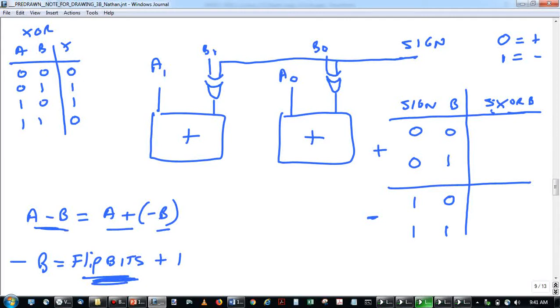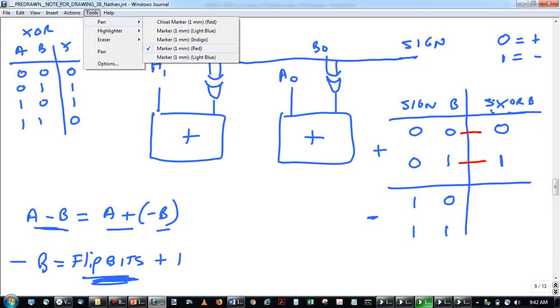0 XOR 0 is 0. 0 XOR 1 is 1. Well, let's have a look. B is 0, B stays at 0. B is 1, B stays at 1. Did we change B? No, whatever came in went straight through the XOR gate. That's what we were expecting or hoping for.